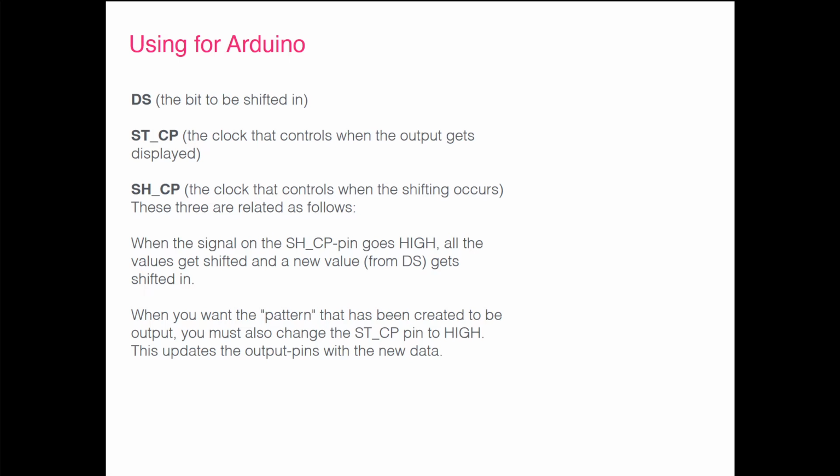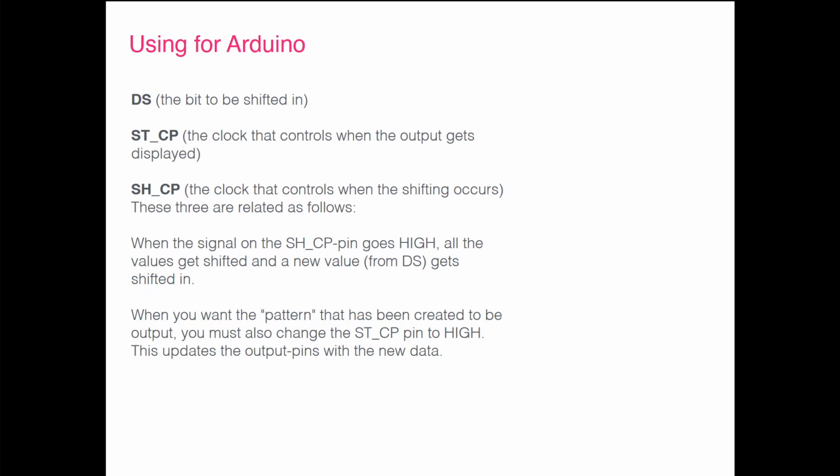You're going to need to care most about these 3 pins for the Arduino. The DS, the bit to be shifted in, obviously. The clock that controls when the output gets displayed, and the clock that controls when the shifting occurs. These are the 2 pins that you really have to flip on and off. And then your display pin is going to depend on whatever value, a 0 or 1, you're putting into the register. When the signal on the SHCP pin goes high, all the values get shifted, and a new value from the digital pin gets shifted in.